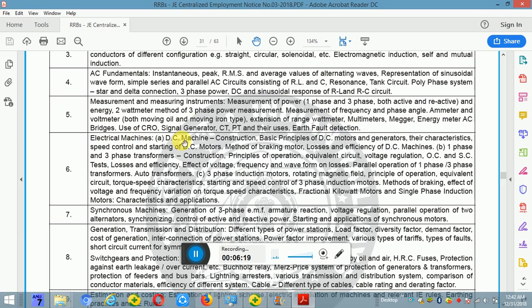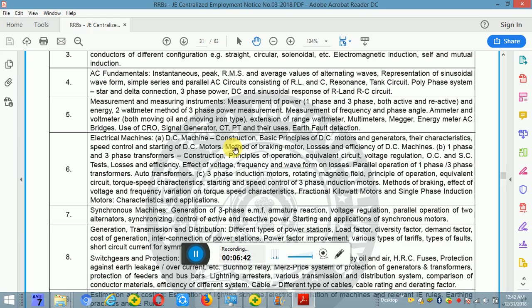use of CRO, signal generator, and their uses. Earth fault detection. Related to this, we need to study the properties and characteristics of measuring instruments.